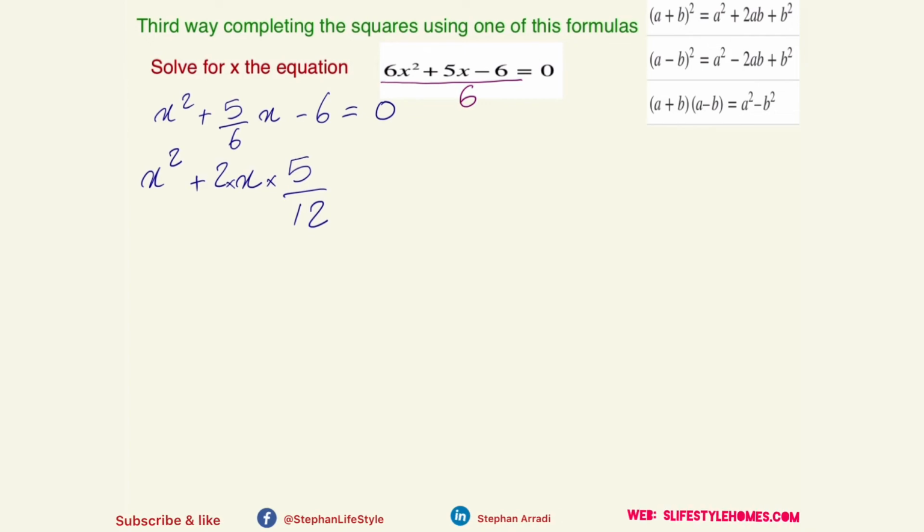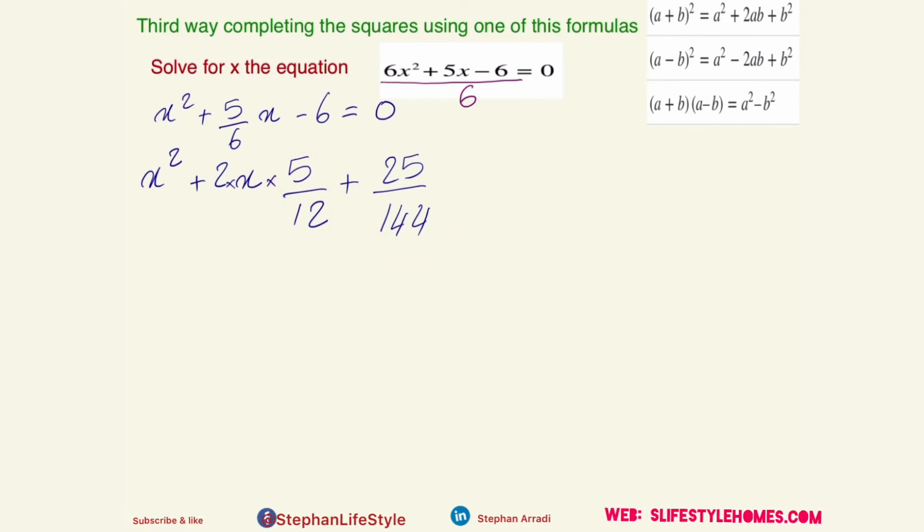It will be b. Since we're multiplying by 2, we have to divide by 2, and 5 over 6 divided by 2 is 5 over 12. So we are missing the b square here. We have to write it down as well. So it will be plus this here squared, because it's b square, and since this b will be 5 over 12, b square will be 25 over 144. This comes just from here: this is squared, this is squared, and that gives us this one here.